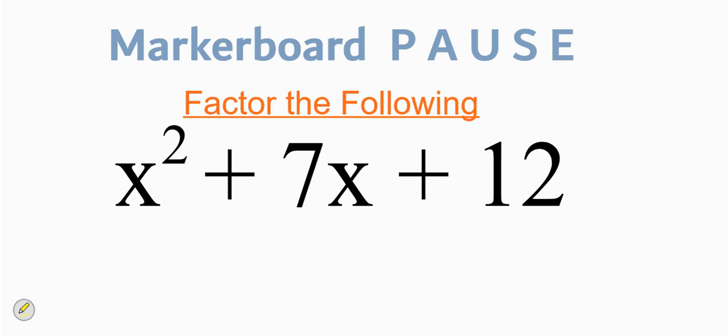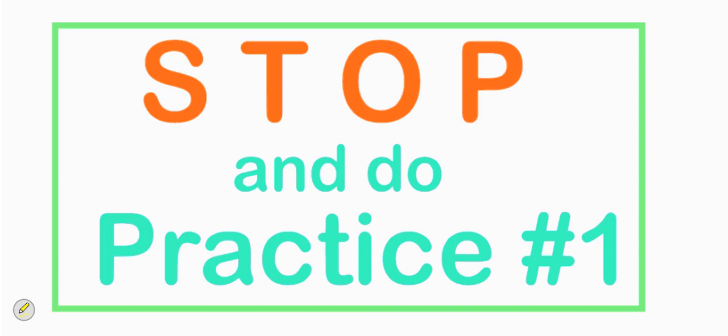It says marker board pause. Okay, go ahead and pause this and then unpause and see what I do. All right, so I'm writing in yellow. So this should be what, +3 +4? All right, awesome. Let's see what I'm going to say to do next. Okay, so you're going to stop and you're going to do practice number 1 and check your answers on the blog and then come back to this video. All right, so the second part is coming up. Pause it and then come on back.